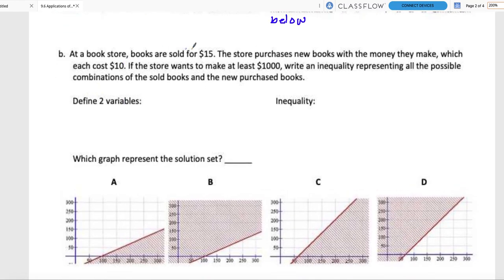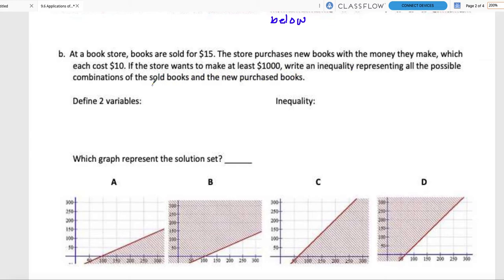At a bookstore, books are sold for $15. The store purchases new books with the money they make, which, I need to really read these. These are grammatically horrible. The store purchases new books with the money they make, which each cost $10. So new books are $10. They sell books for $15. If the store wants to make at least $1,000, write an inequality representing all the possible combinations of the sold books and the new books.